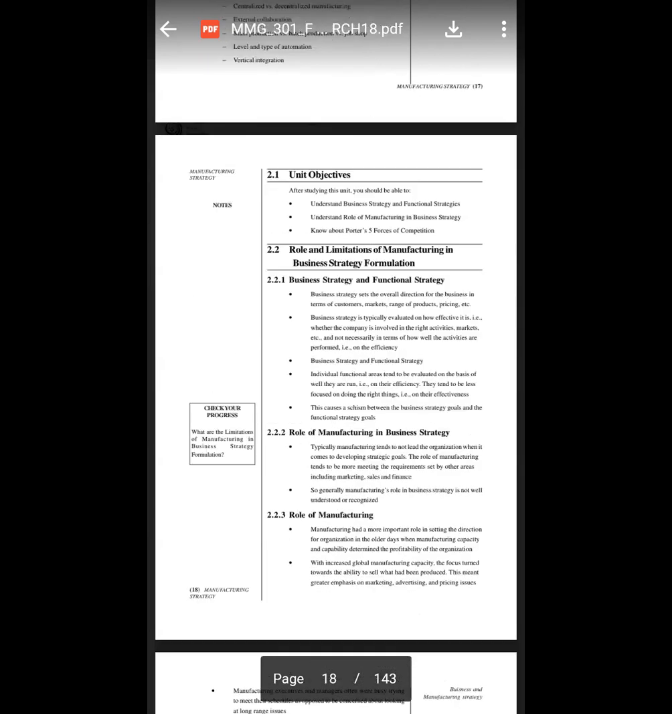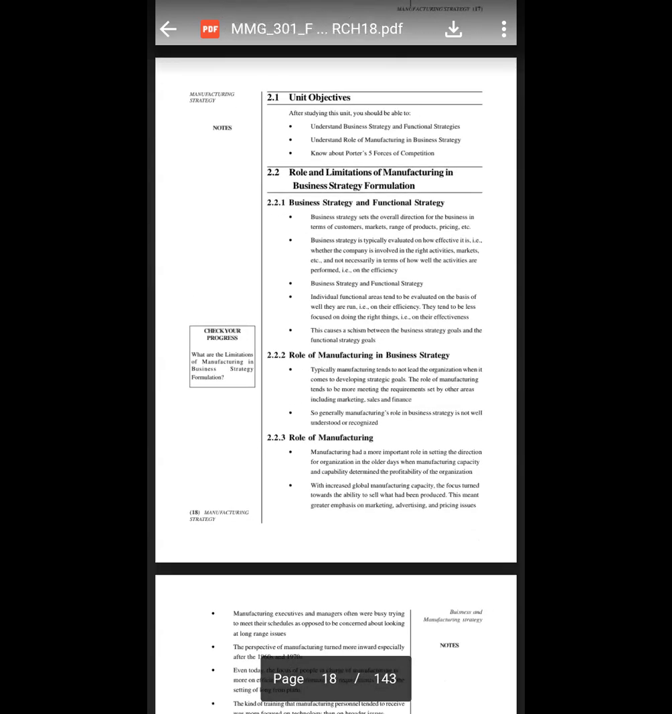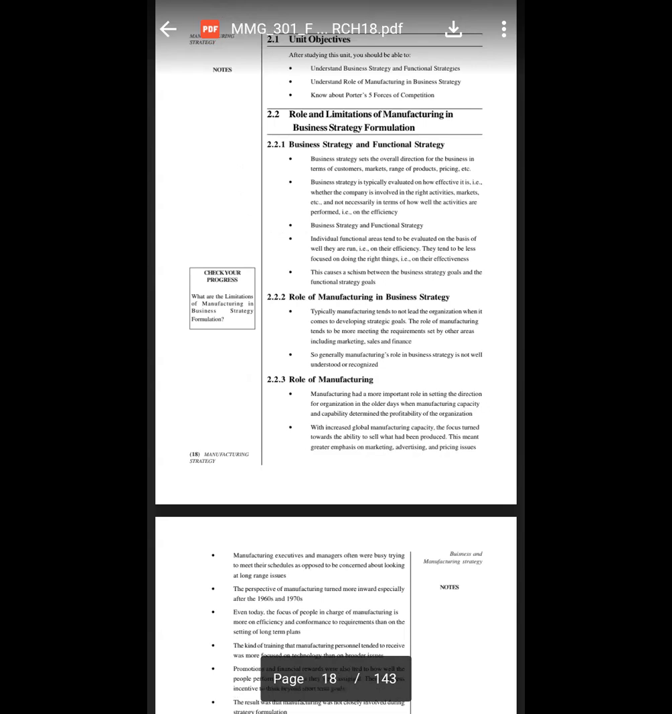Now the role and limitations of manufacturing in business strategy formation. Business strategy and functional strategy. Business strategy sets the overall direction for the business in terms of customers, markets, range of products, pricing, etc. Business strategy is typically involved with how effective it is, whether the company included the right activities, markets, etc. or not. Business strategy and functional strategy also play an important role here.